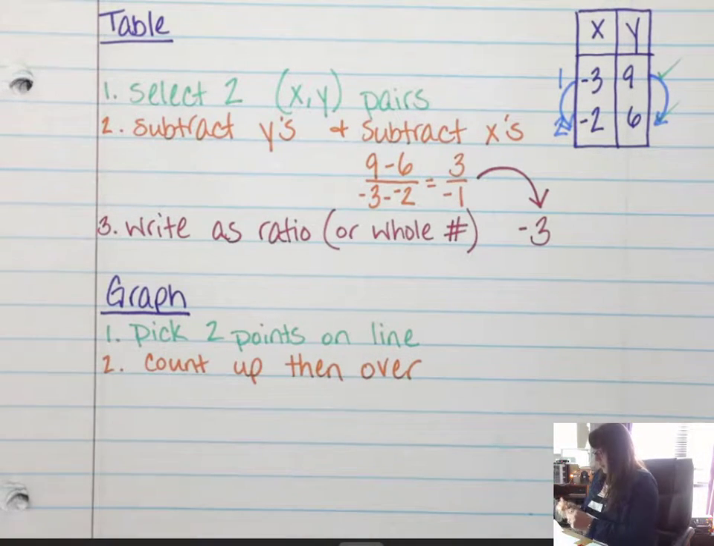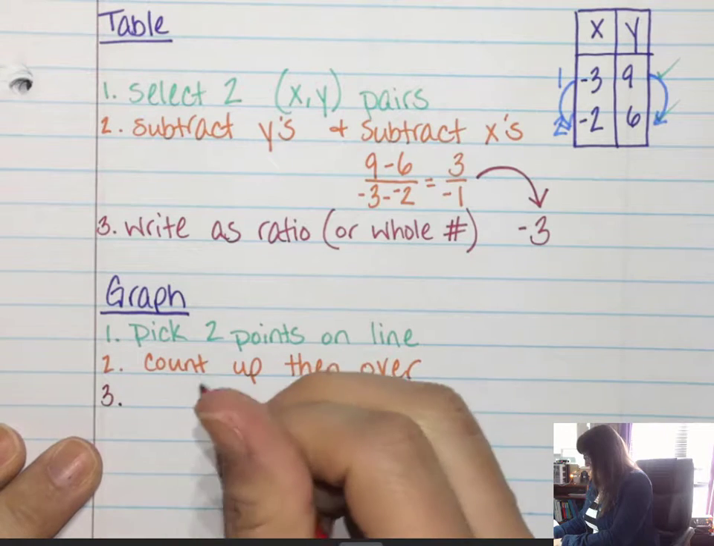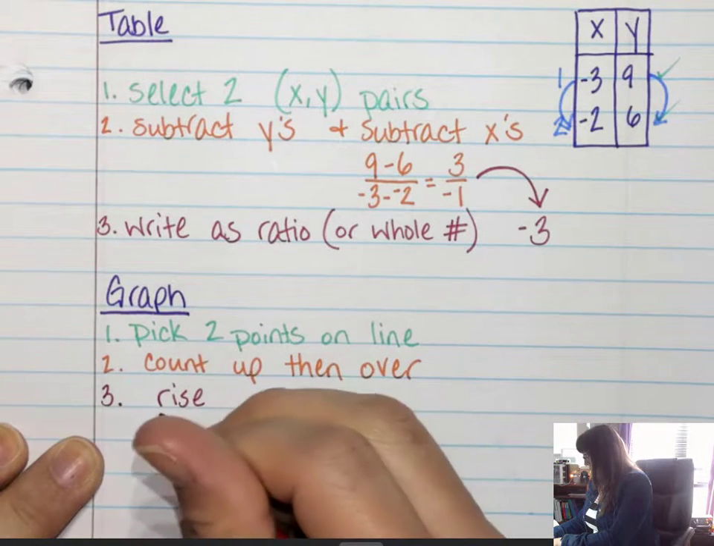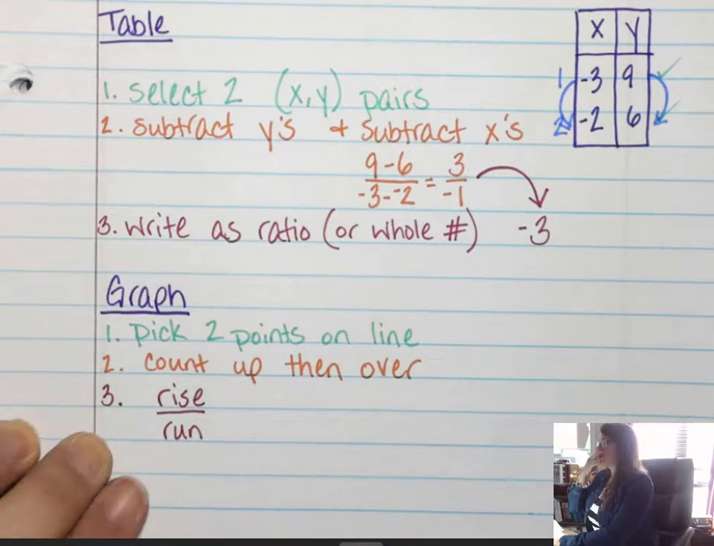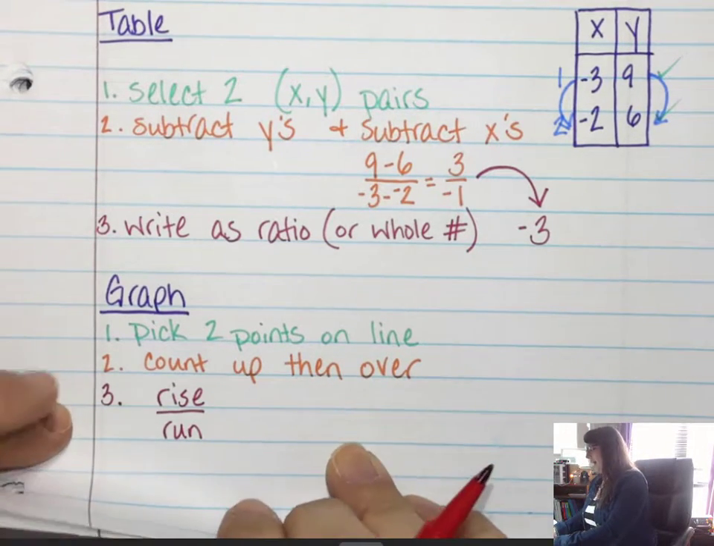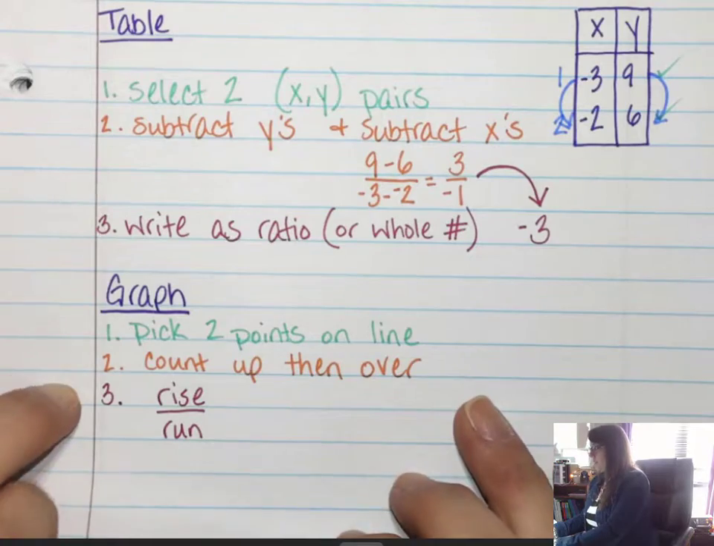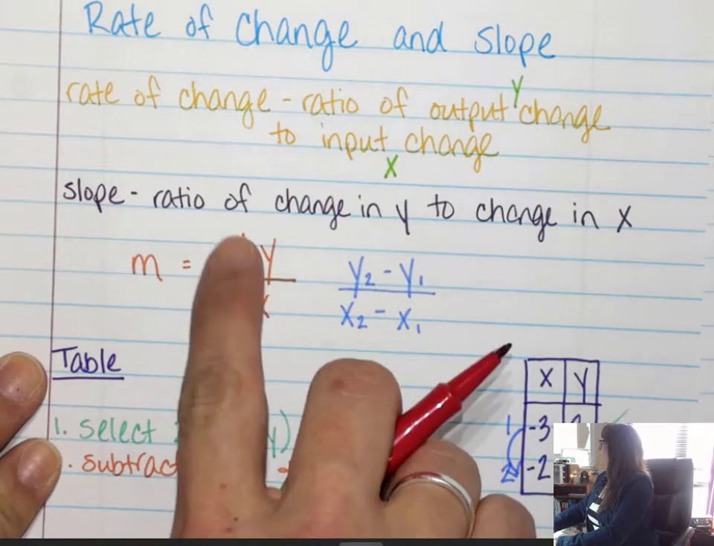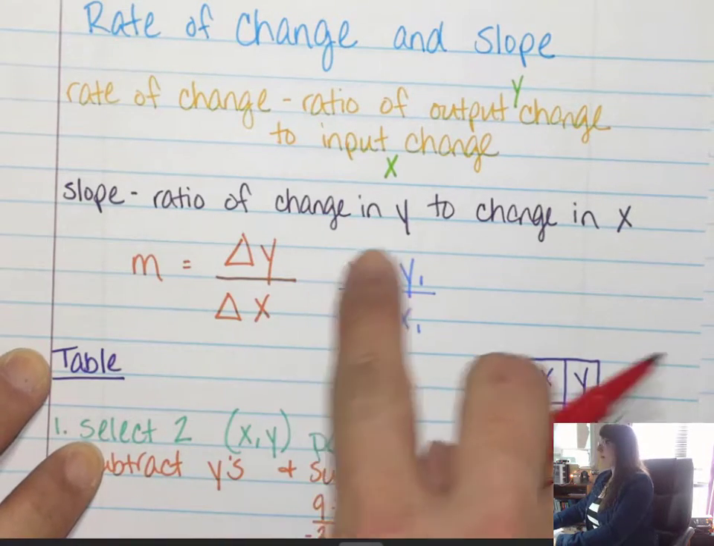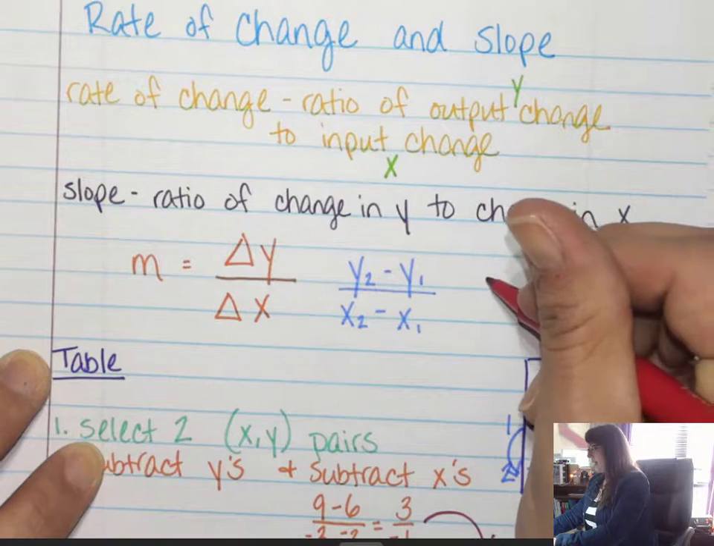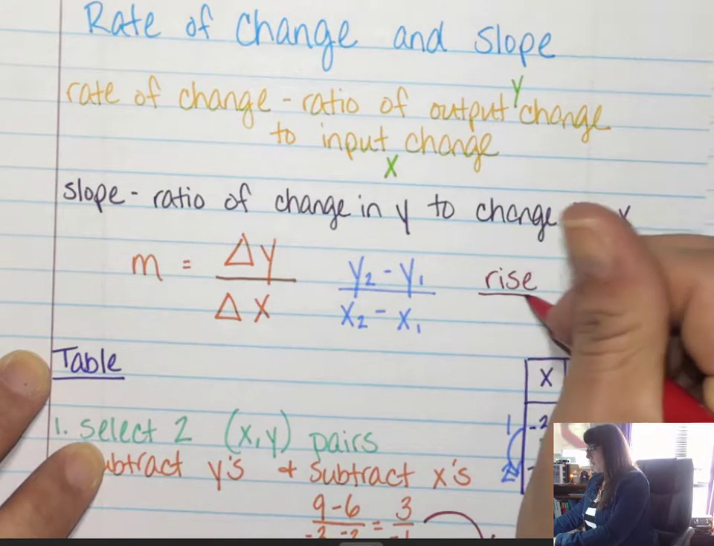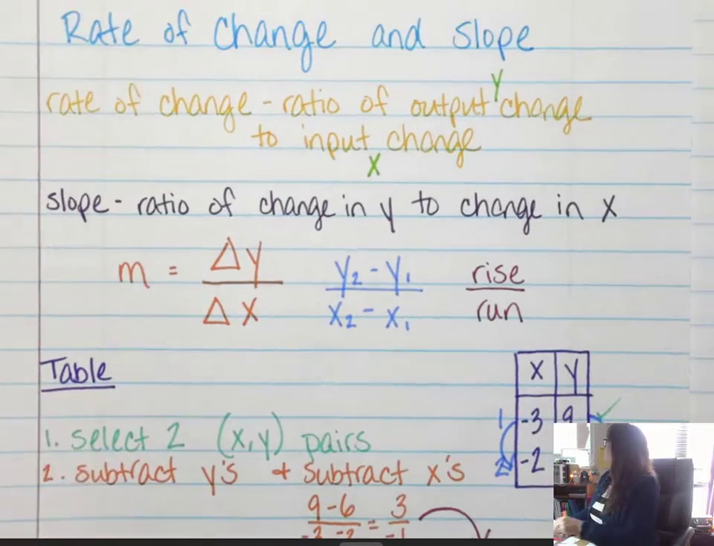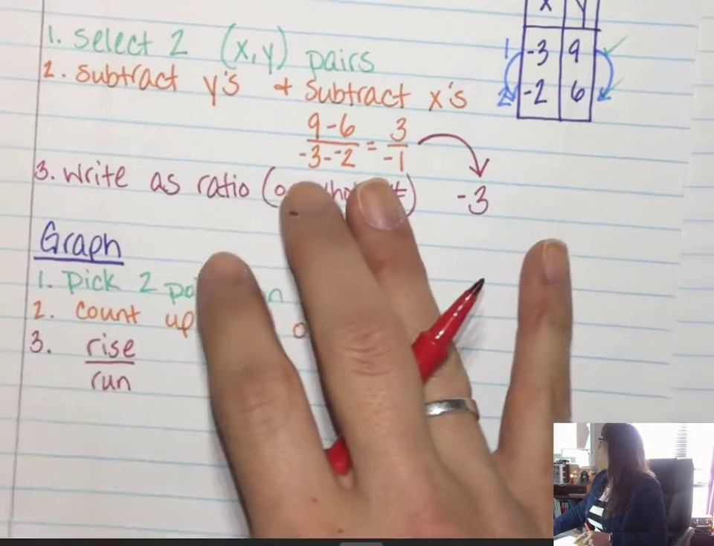So the other way you're going to see slope is rise over run. Rise over run. You have to rise up out of bed before you can run to the bus stop. I'm going to add that to the top. So we have delta y, delta x, y minus y, x minus x, and now we have rise over run. Cool.